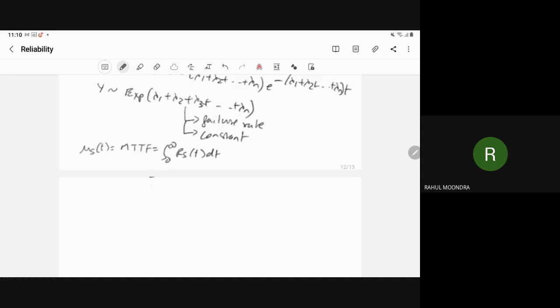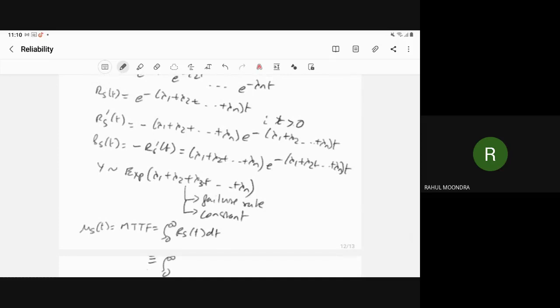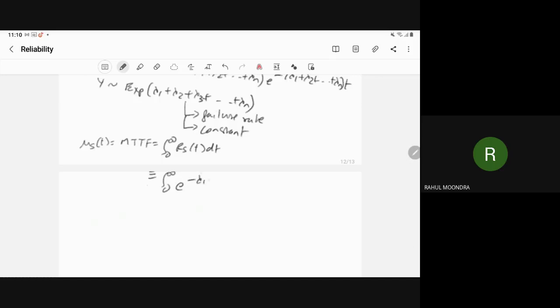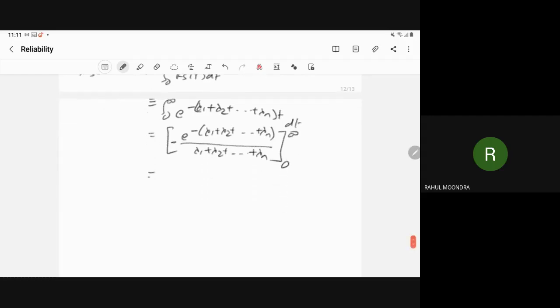So this will come, 0 to infinity. R(t) we have computed for the series system as e to the power minus (lambda 1 plus lambda 2 plus lambda n) t, into dt. So its integration will be e to the power minus (lambda 1 plus lambda 2 plus lambda n) t upon minus (lambda 1 plus lambda 2 plus lambda n), from 0 to infinity. So this will give you 1 upon (lambda 1 plus lambda 2 plus lambda n).